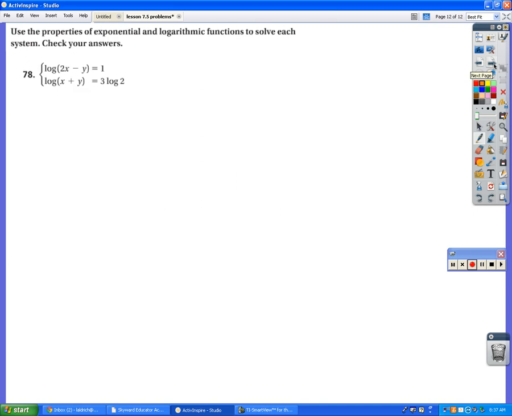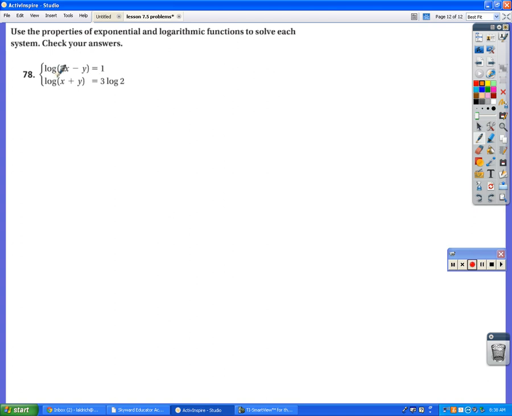Use the properties of exponential and logarithmic functions to solve each system. Check your answers. So this time, instead of just one equation that you are trying to solve, they're giving you 2 equations at the same time because you have 2 variables. So we're going to write out the 2 equations using our properties of logs, and then use our good old-fashioned algebra skills to solve that system of equations.